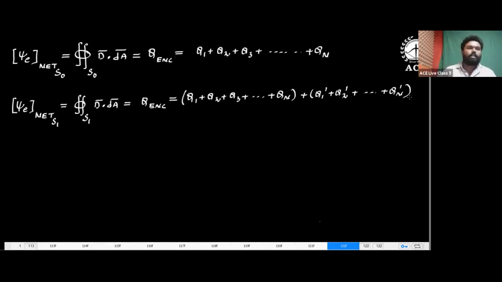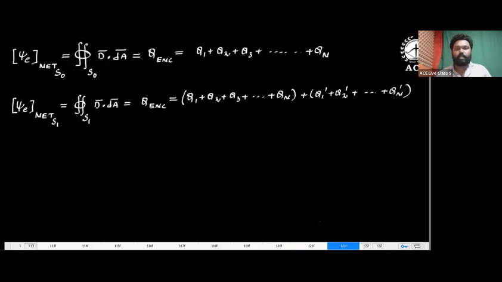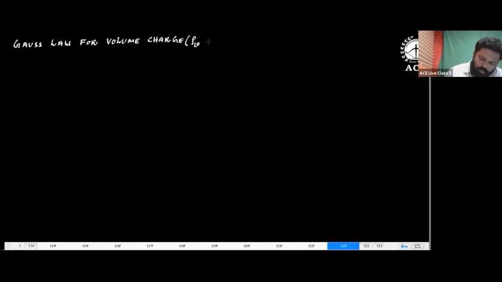Clear? Now, this is the definition form we have. This is the definition form of Gauss law. Now we need to get two more forms, which are called the integral form and the differential form. After that, we'll solve the numericals. Let me turn the page here. I'm going to define this Gauss law for the volume charge density, rho V, in coulomb per meter cube.